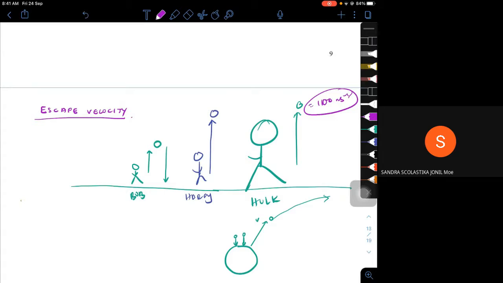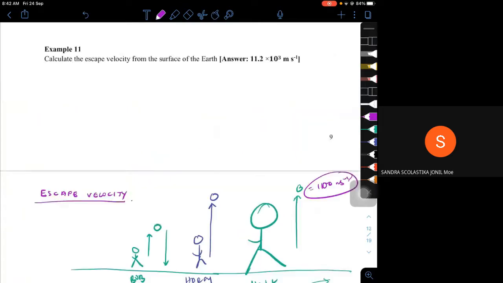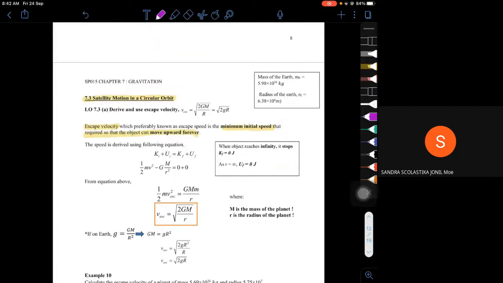So they need to figure out the exact velocity so that when they go up, they will not fall back down due to the pull of gravity. Or they want to launch a satellite out from the earth, moving with velocity V away from the earth. So they need to make sure of the exact velocity so that it won't come back to the earth. Okay. So I hope you understand the concept. That is what is meant by escape velocity.